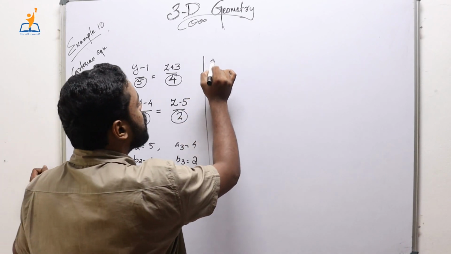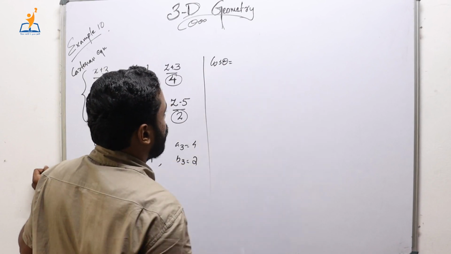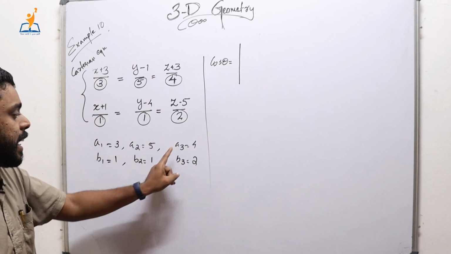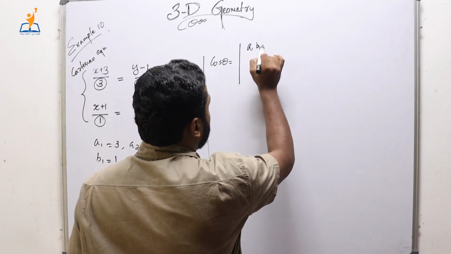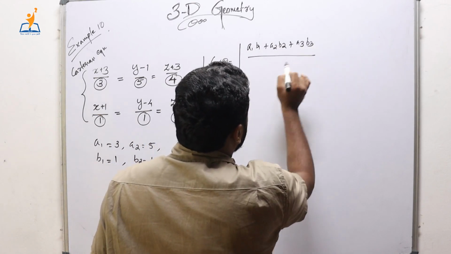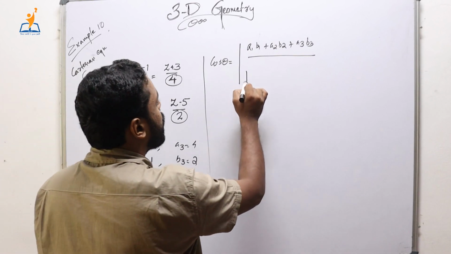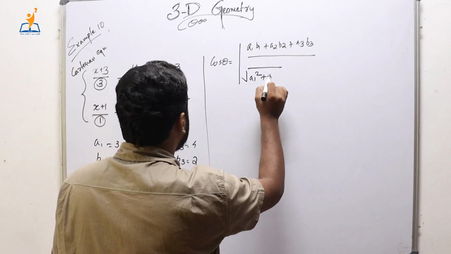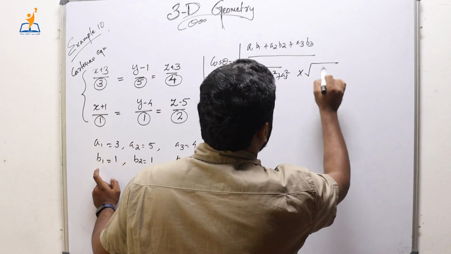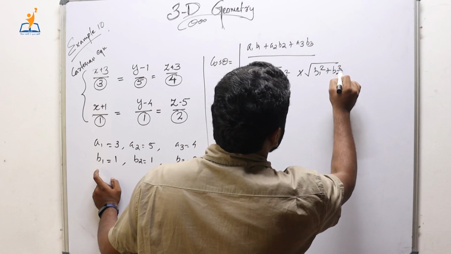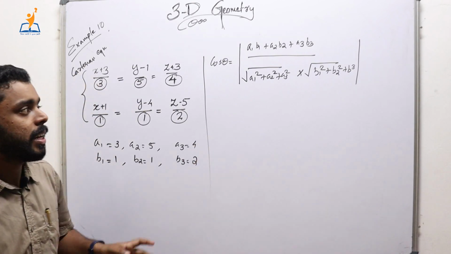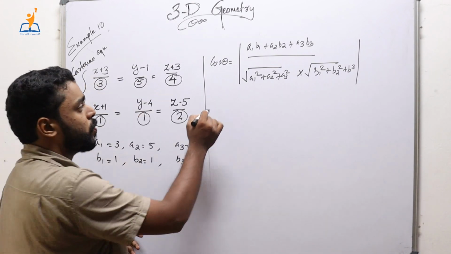Then by the previous formula we have cos theta is equal to modulus of A1 B1 plus A2 B2 plus A3 B3, divided by square root of A1 square plus A2 square plus A3 square into square root of B1 square plus B2 square plus B3 square. This is the formula we have learned in the previous class, right? Now we can just substitute those values.